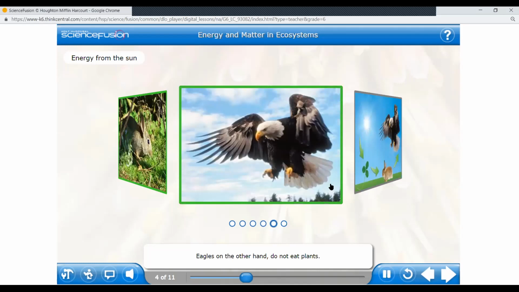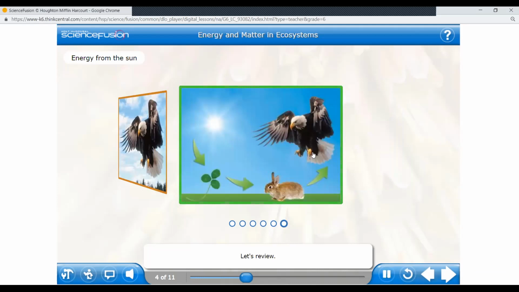Eagles, on the other hand, do not eat plants. The bald eagle is at the top of the food chain in this ecosystem. It mostly eats other animals, including rabbits. Animals that eat other animals are called carnivores. Let's review. The bald eagle got its energy eating the rabbit. The rabbit got its energy from eating the plant.